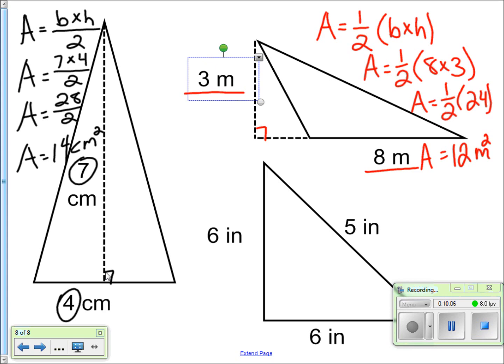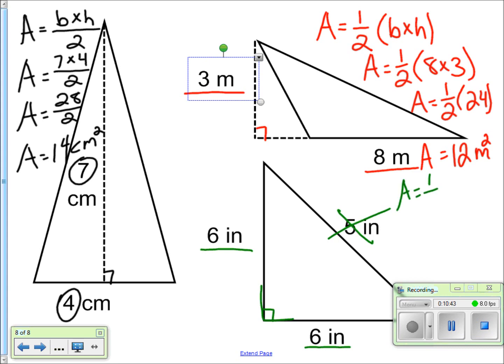Finally, the last example, we are given all 3 side lengths of a right triangle. So, we need to decide which number is our base and which is our height. Our base along the bottom will be 6 inches, and the height must be perpendicular to that base. So, given our 90-degree angle, we know that our height is 6 inches, and we do not need to use the measurement, which is 5 inches on the remaining side.